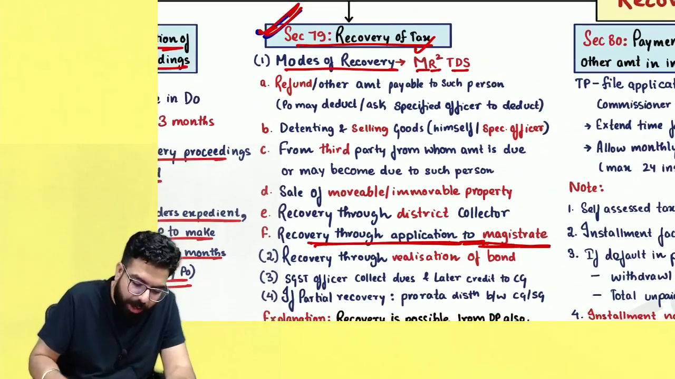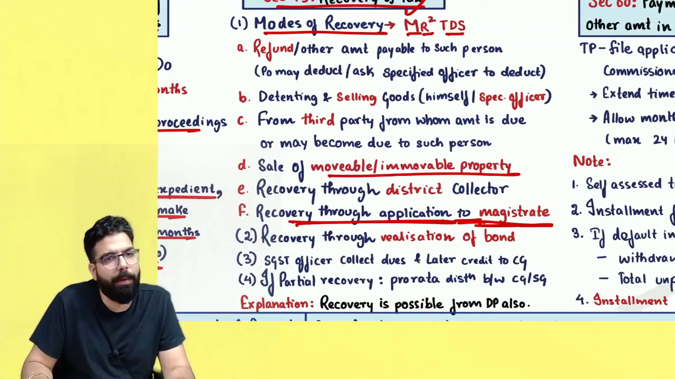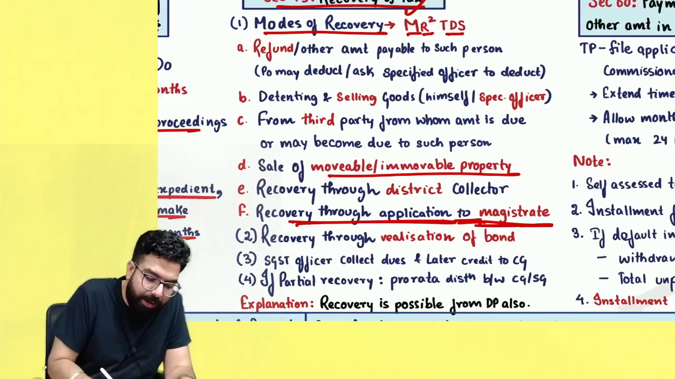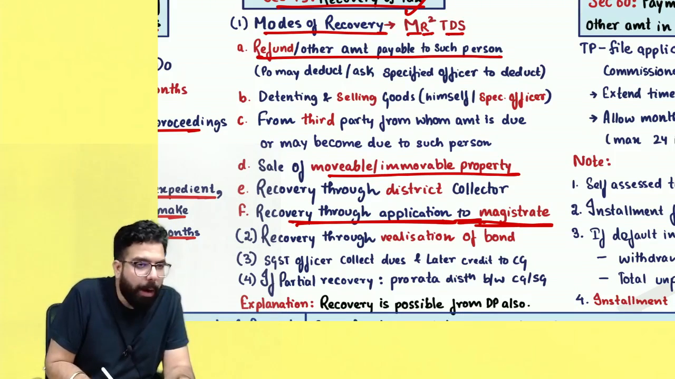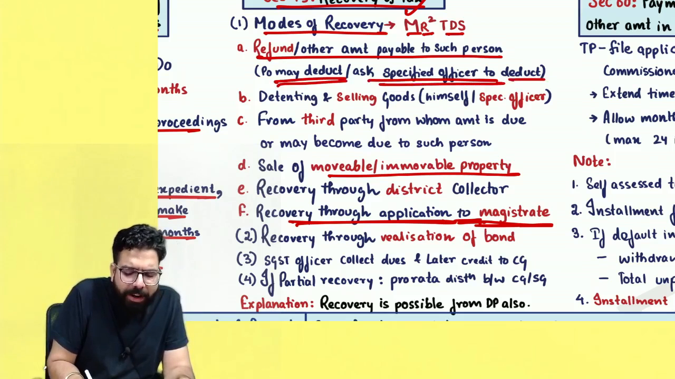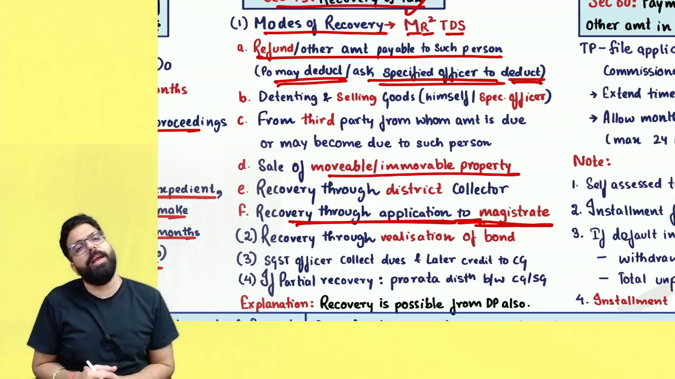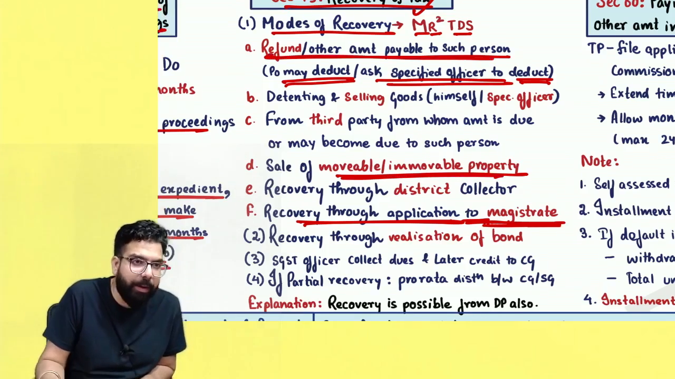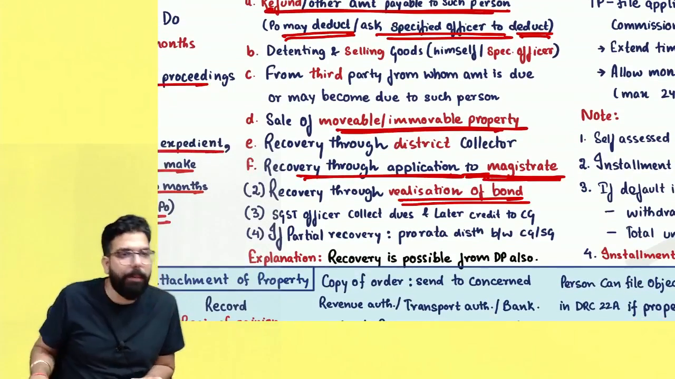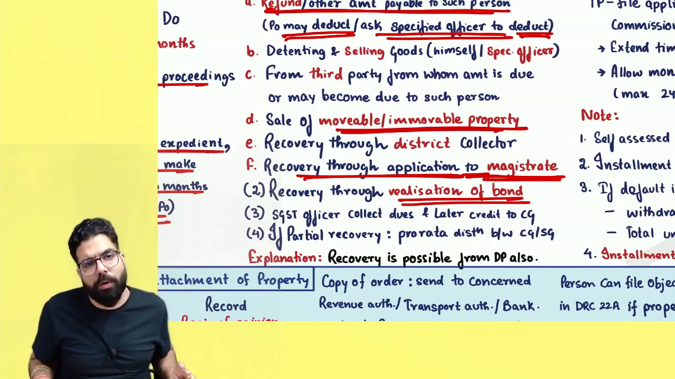Then, sir, R for the second M. M again is movable and immovable property. They can go ahead and sell your movable and immovable property and recover the amount. R means refund or any other amount which you have to receive from the proper officer or other specified government officers; from the refund, the amount will be deducted. R is for realization of bond: along with the bond you would have given a bank guarantee, and from the bank guarantee they will go ahead and recover the amount.